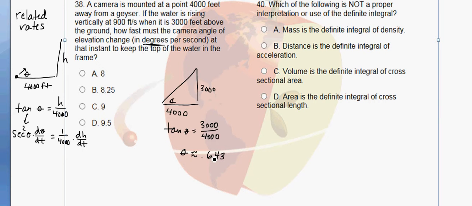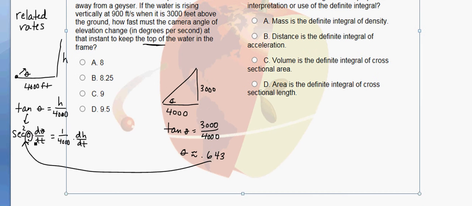So this theta is in radians, and I plug that in for my theta here. I'm going to be taking the secant of that and squaring it. So that's some number here, times d theta dt, something I'm expecting to solve for. I still have my 1 over 4,000. And then dh dt is given because they tell us how fast the height of the geyser is rising. So that's my 900. So everything's been plugged in that I know. I know my theta because I knew h. I know therefore secant squared of theta. I know dh dt. I know everything except d theta dt.